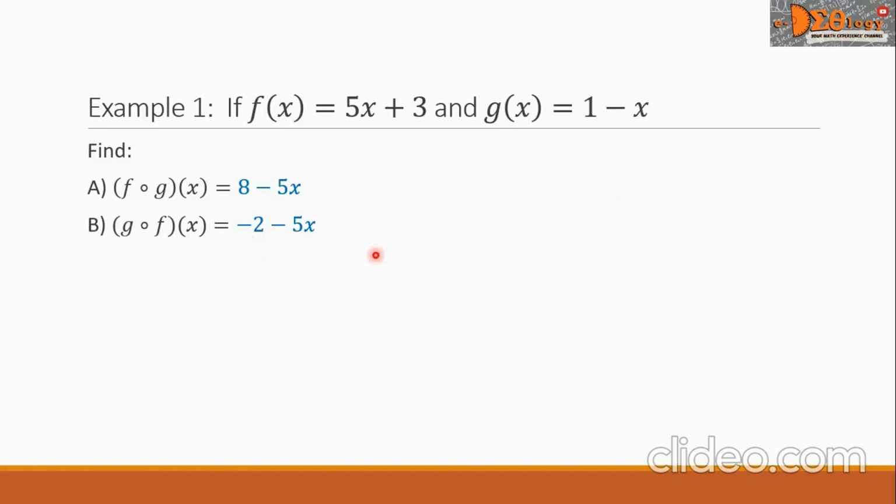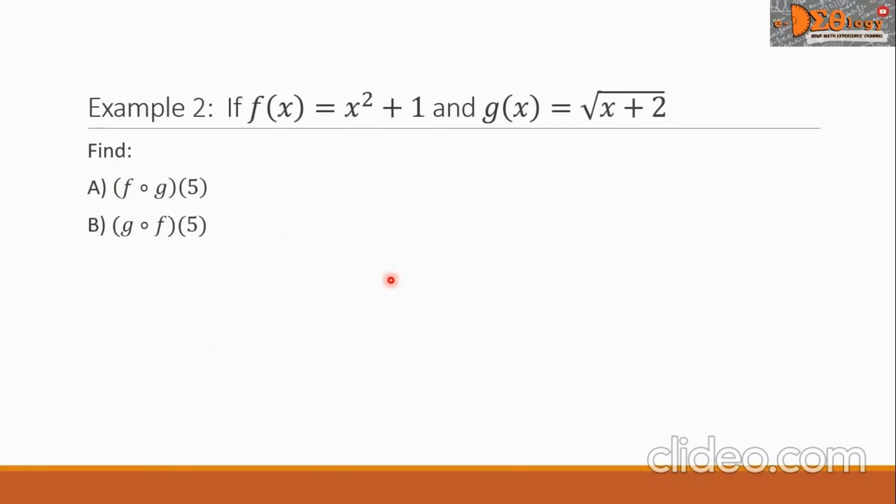And we can see here that the f of g of x, this is letter A, is not equal to g of f of x, which is the letter B. And we have this as our final answer.